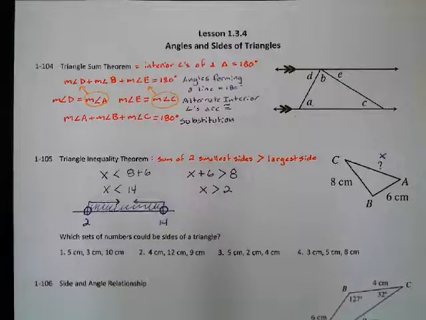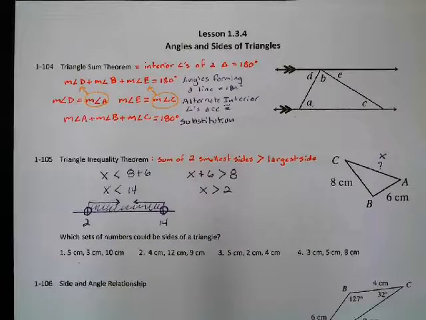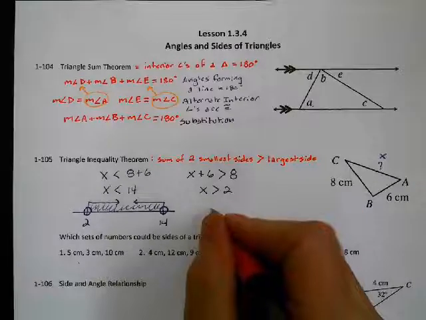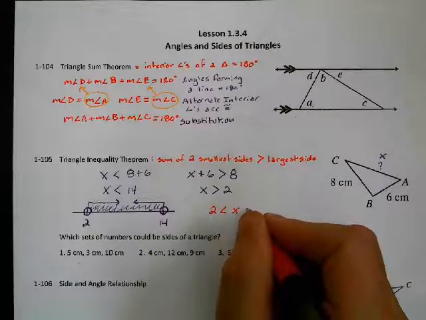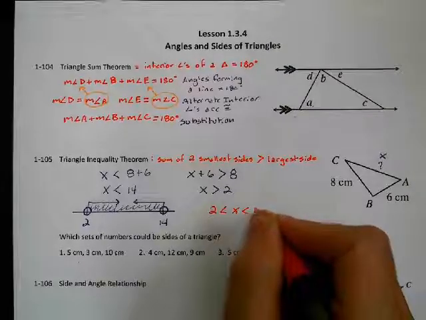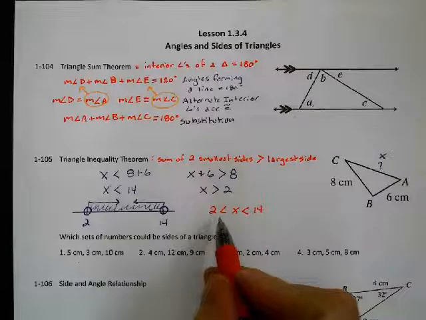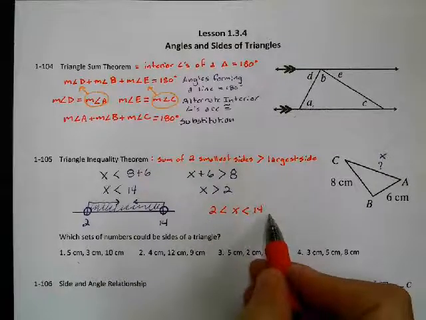Now, the way that I want you guys to write that is to say that 2 is less than x and x is less than 14. This just means all the numbers between 2 and 14. And those are the possible solutions of x.